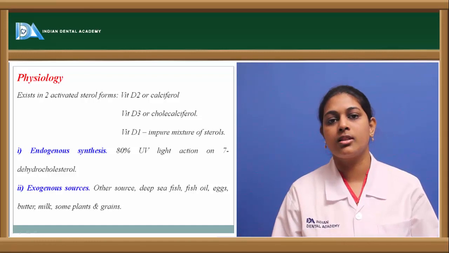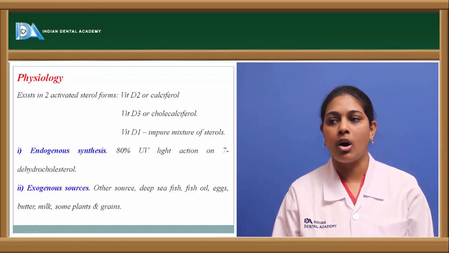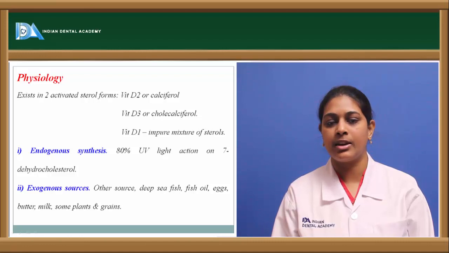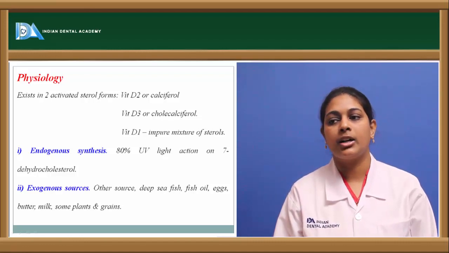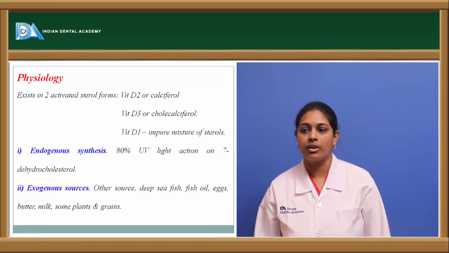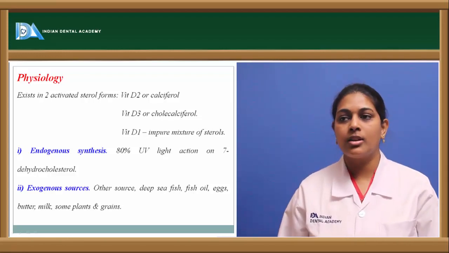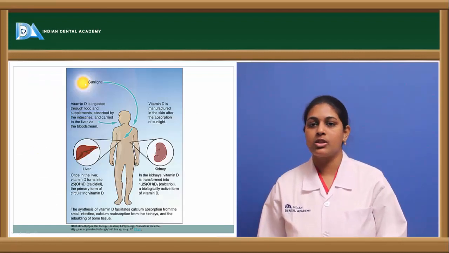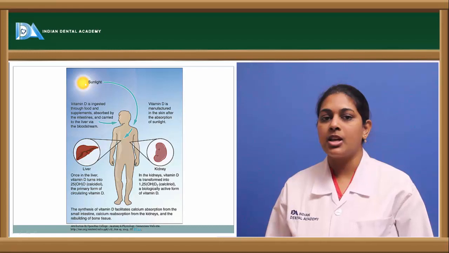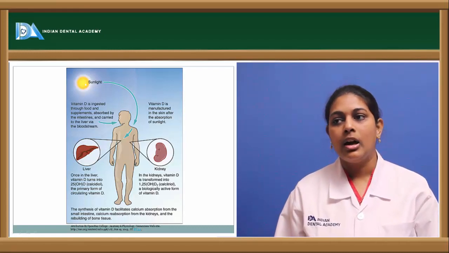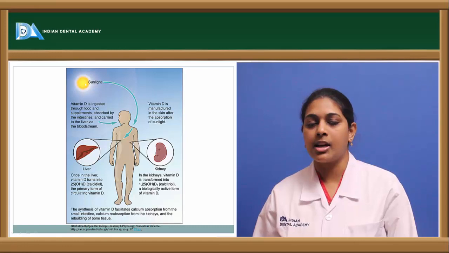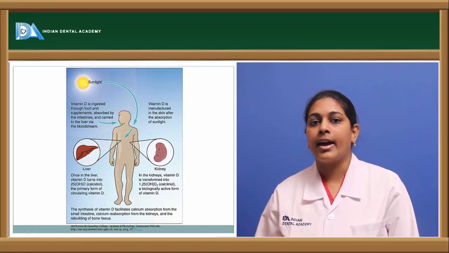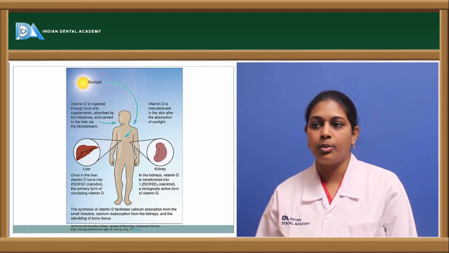Whereas the exogenous source is vitamin D taken in the form of diet, it could be in the form of deep sea fish oil, eggs, butter, milk, or otherwise in the form of grains or some kinds of plants. So this is the physiology of vitamin D. When a patient is exposed to sunlight, the patient absorbs this vitamin D, that is the endogenous source. Whereas the exogenous source, in the form of food, as already explained, is ingested by the individual.